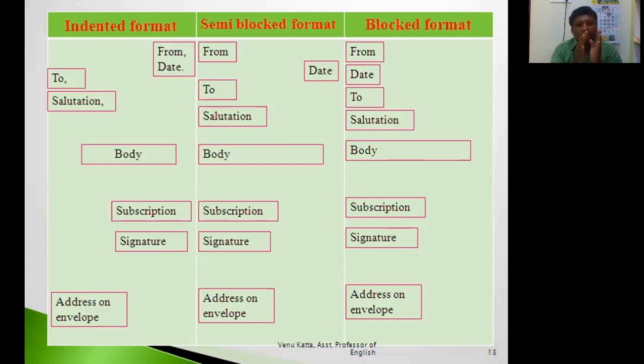So when you start to write a letter, please take a full page. It looks effective, it gives a good impression to the examiner.